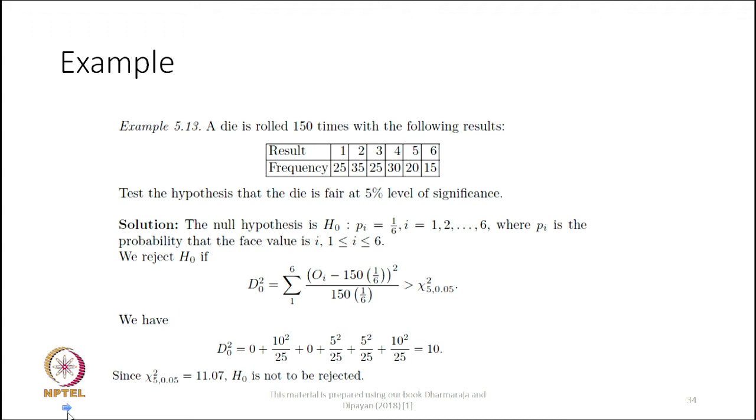Then you can find the table value from the chi-square distribution with 5 degrees of freedom at 0.05, and that value is 11.07. The observed value, that is d naught square, is 10. Since the value of d naught square is lesser than the table value 11.07, we could not reject the null hypothesis. Therefore, the conclusion is H naught is not to be rejected. So, this is one more example for the theory which we have discussed just now.